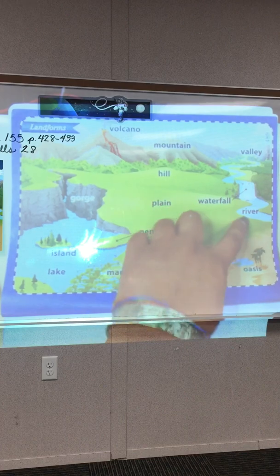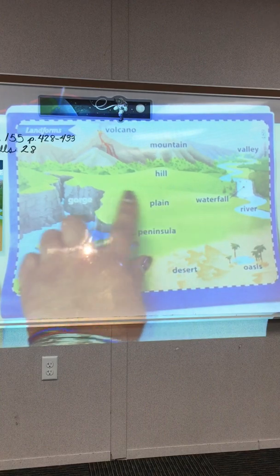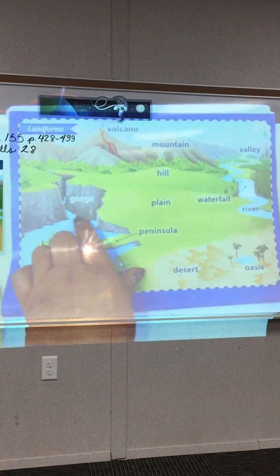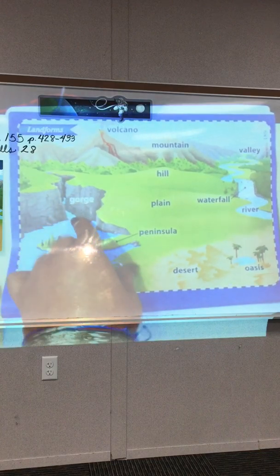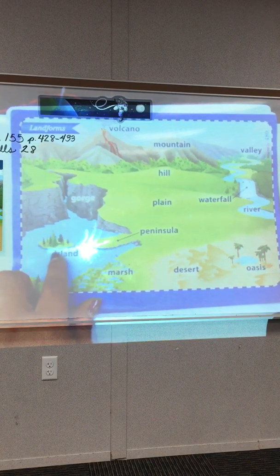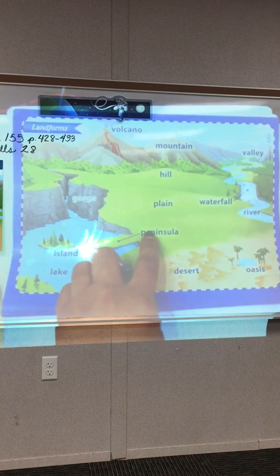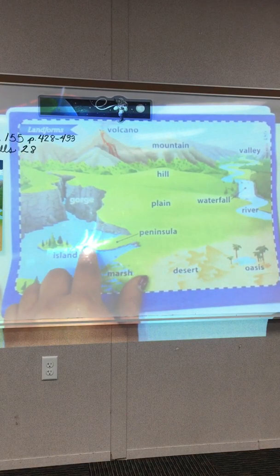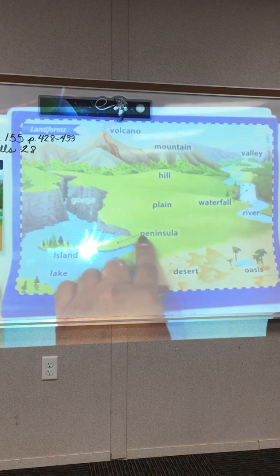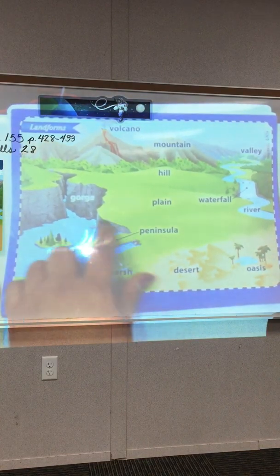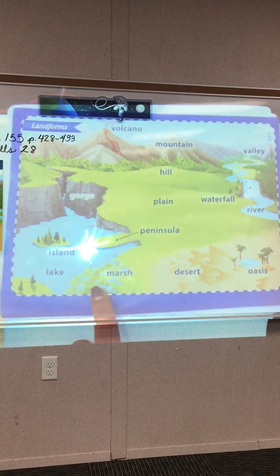A river, waterfall. Flat area is called a plain. A break in between the ground is called a gorge. A piece of land surrounded by water is an island. A peninsula is a piece of land surrounded by water on three sides and is connected to land on one. You have a lake, and a lake is an area of water that is surrounded by land.